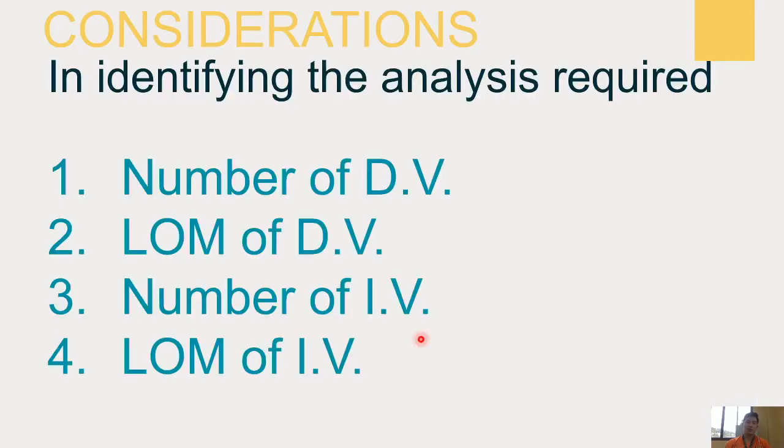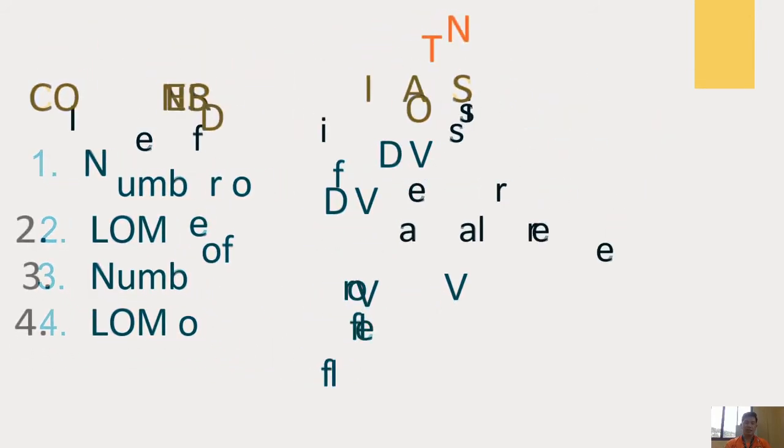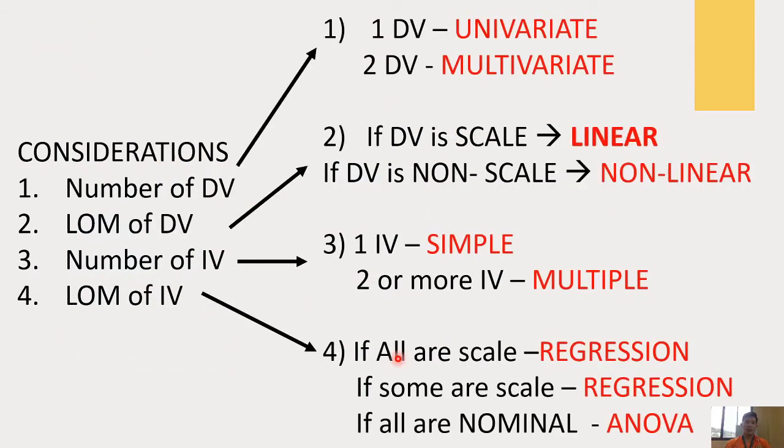So there are considerations in identifying the analysis required. Number one, the number of dependent variable. Second, the level of measurement of dependent variable. Third, the number of independent variable. And fourth, the level of measurement of independent variable. So these are the considerations.